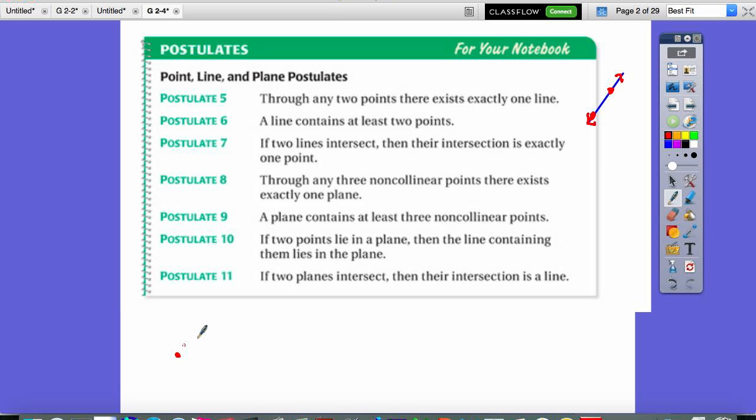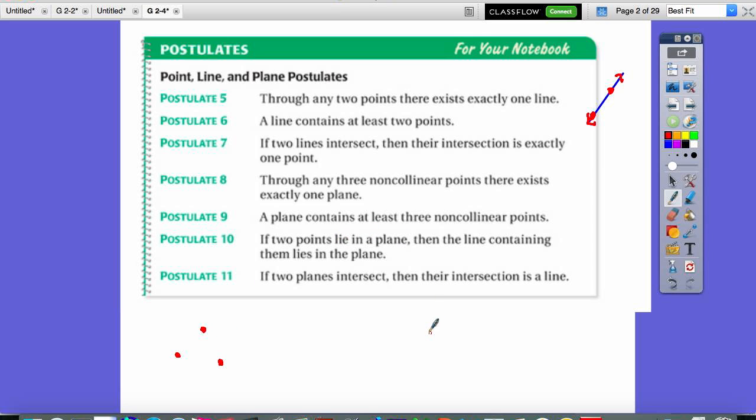Because if you only have 1 point, you have a point. So once you put a second point, you have a line. If 2 lines intersect, then their intersection is only 1 point. Through any 3 non-collinear points, there exists exactly one plane. We actually talked about that a little bit in our definition of planes in chapter 1. A plane contains at least 3 non-collinear points, because if they were collinear, it would be a line.